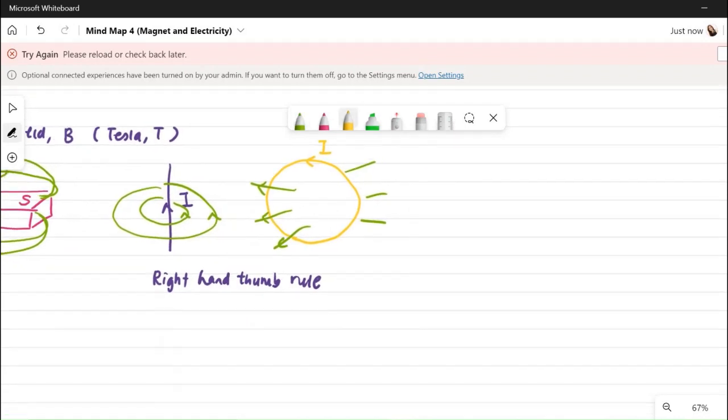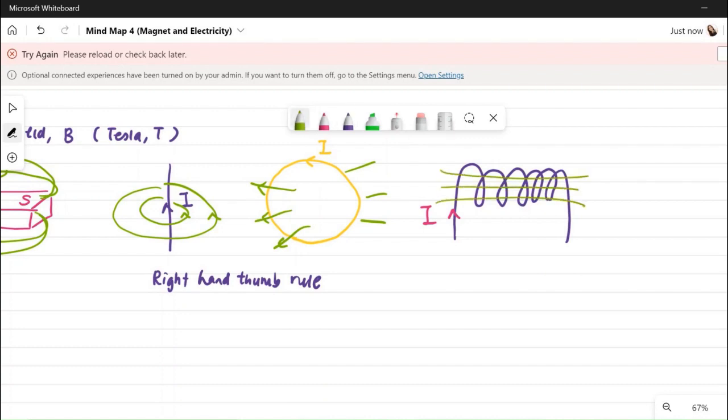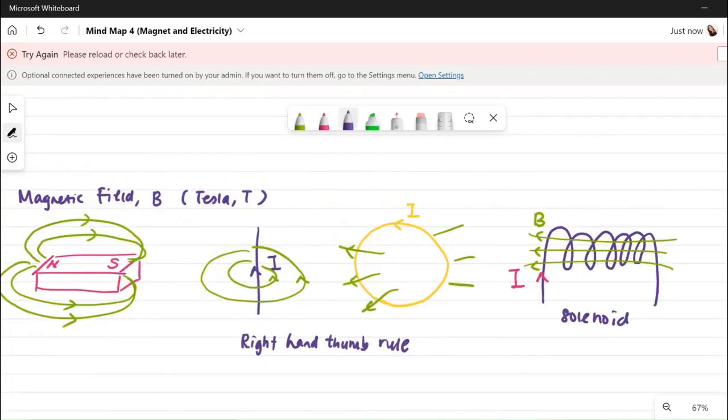And if you further bend the wire into more loops or more turns, you can form a solenoid. So this one is called a solenoid. For example, the solenoid carries the current of I. So you can also use the right-hand thumb rule to determine the direction of the magnetic field B, right? So this one we call a solenoid. This is a loop which carries the current of I, and this one is a straight wire.